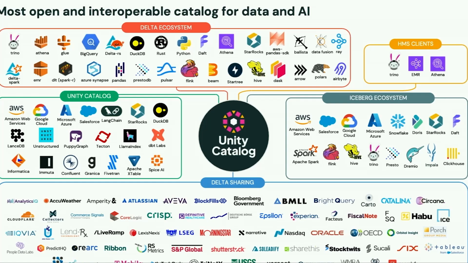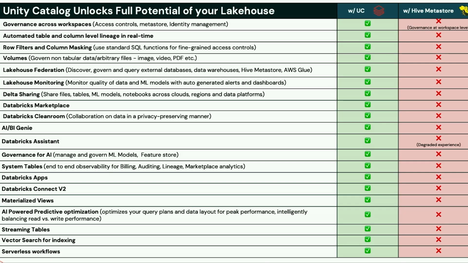So with all of these, Unity Catalog is the most open, powerful, and interoperable catalog for both data and AI. And finally, let's look at this picture which shows the feature set that gets unlocked when you use Unity Catalog compared to Hive Metastore. All of these features need metadata or special processing that is just not possible to be available in Hive Metastore. So when you use Unity Catalog, you get all these rich features.